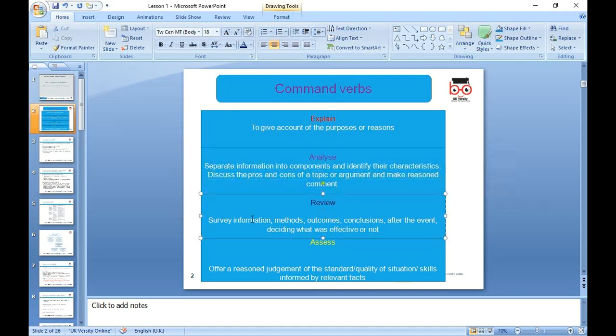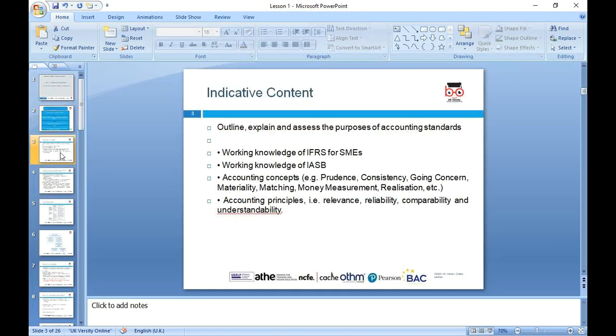So that is how we can separate it if you want to analyze it. Review, survey, information, method, outcome, conclusion. Yes, you can conclude whether it is an effective way or not. So you can review the information which we have. Assess, offer reasons, judgment of the standard. We look around: are people following the standard? Is the standard good? Does it create transparency in accounts or not? So the situation and the skill inform the relevant facts.